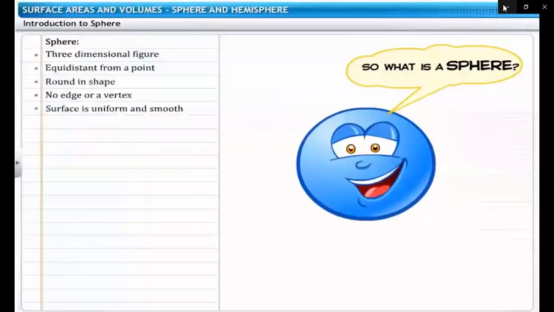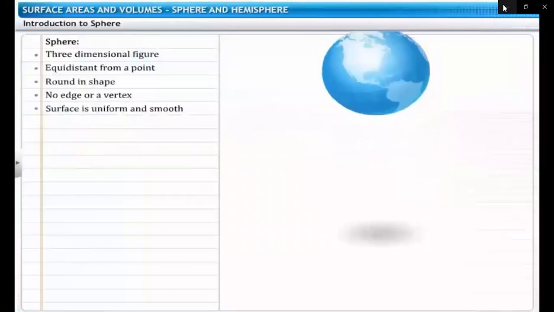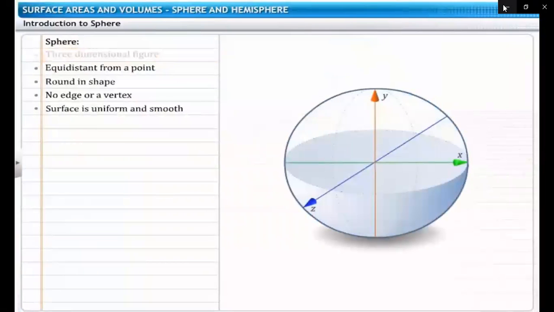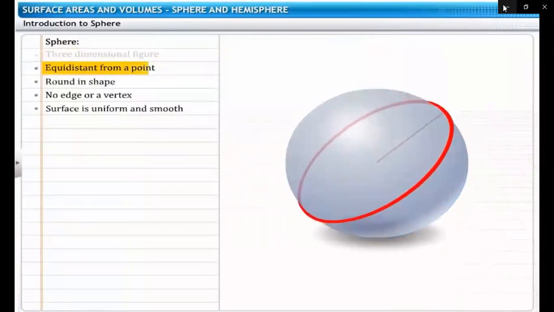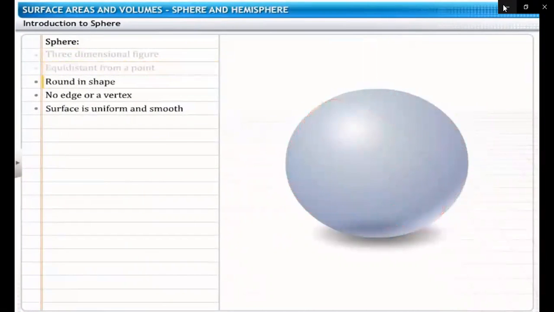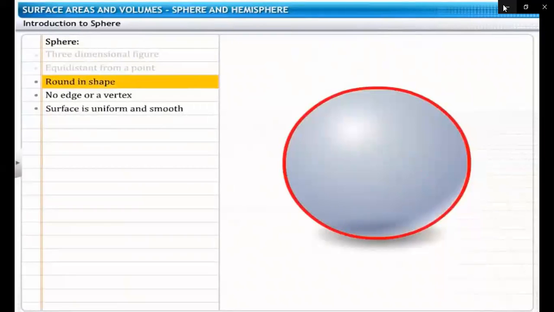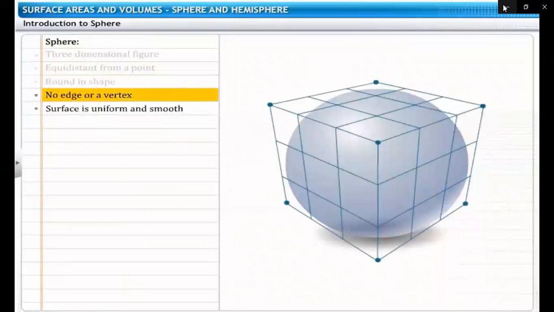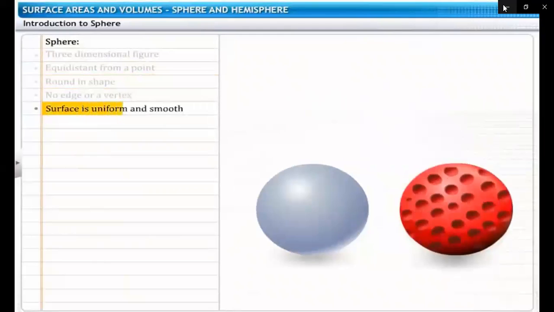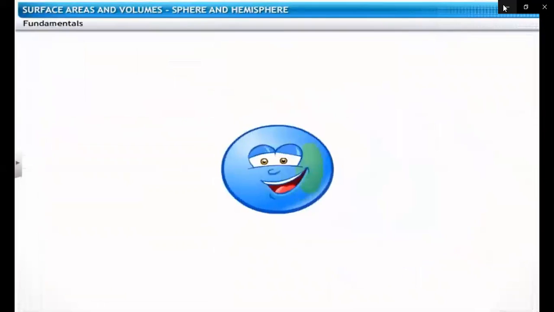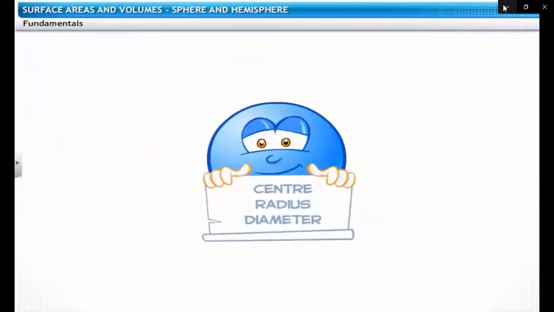First we should know what basically a sphere is. A sphere is a three-dimensional figure, which is made up of different points which are equidistant from a given point. It is round in shape, having no edge or a vertex. So no edges, no vertices in case of a sphere, and its surface is uniform and smooth, due to which they can move freely onto the surface.